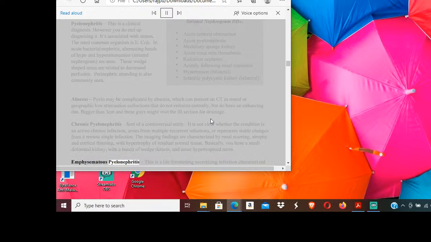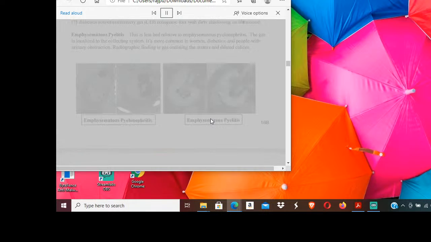Emphysematous pyelonephritis. This is a life-threatening necrotizing infection characterized by gas formation within or surrounding the kidney. What you need to know: 1. It's really bad. 2. Diabetics almost exclusively get it. 3. Echogenic foci with dirty shadowing on ultrasound.